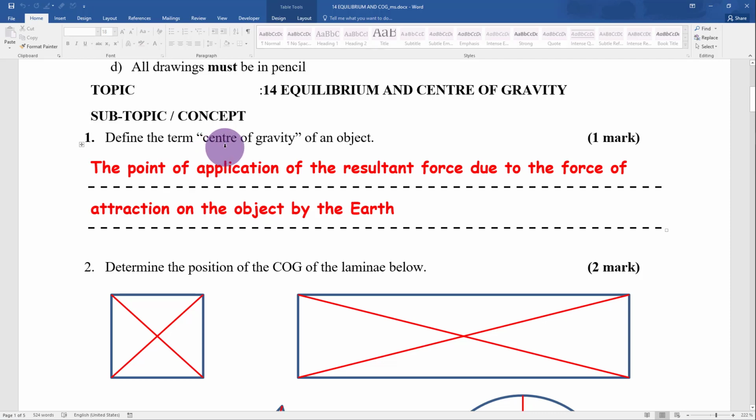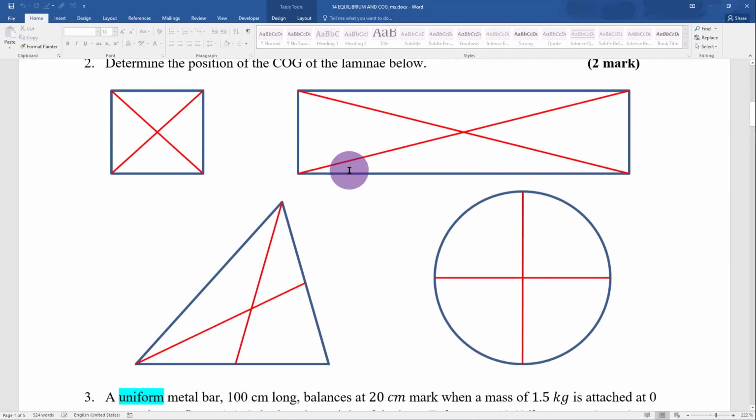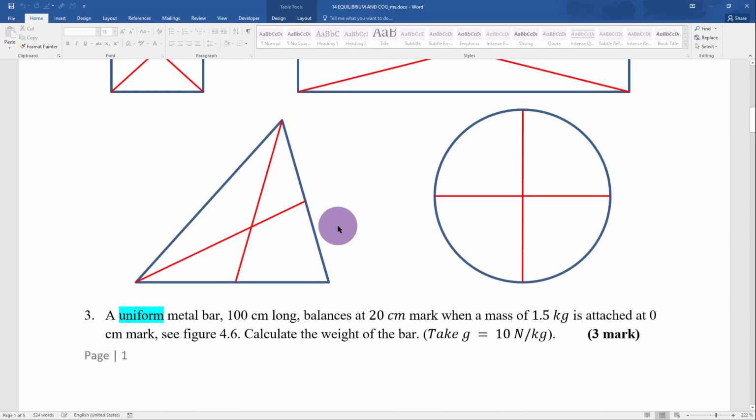There are two types of objects that we deal with. There are those which are regular and they are irregular objects. In question 2, I've given you regular laminae in the various regular shapes, like a square. To find its center of gravity, you just need to draw these two diagonals. For a rectangle, again, you draw the diagonals. For a triangle, this is what you do.